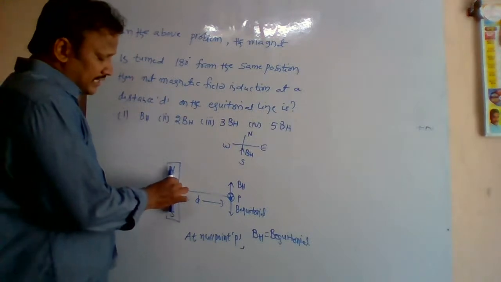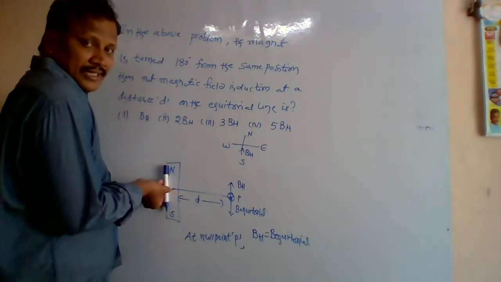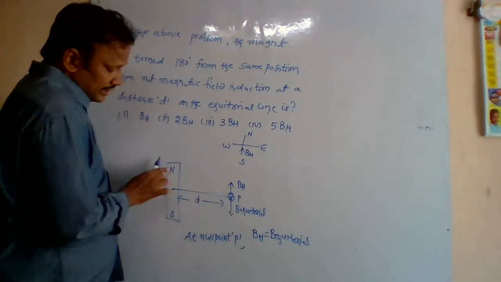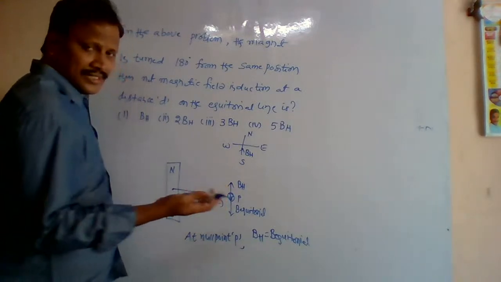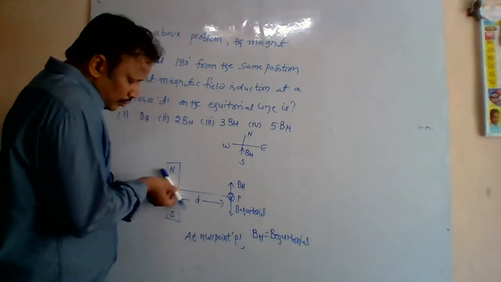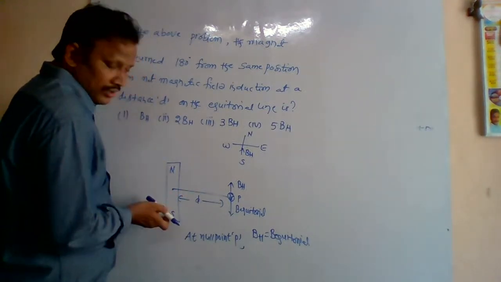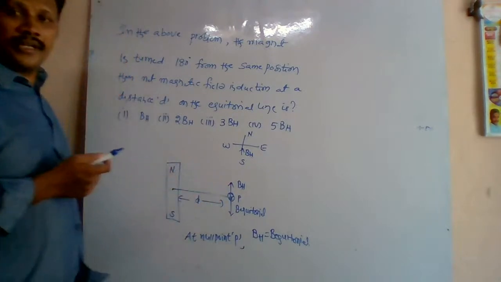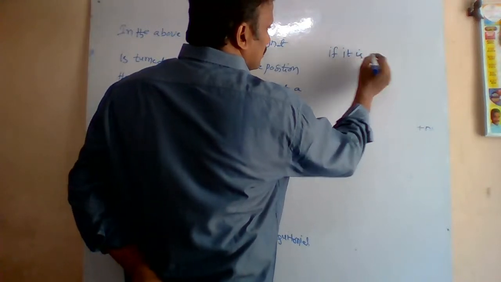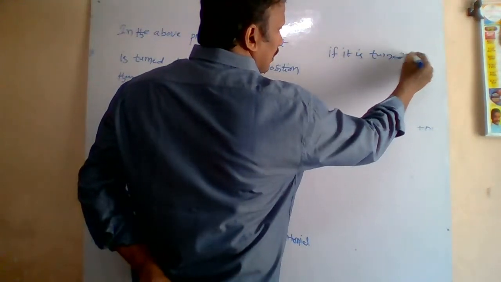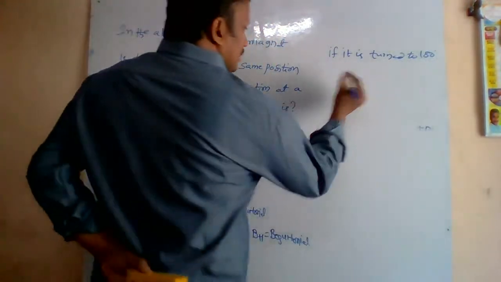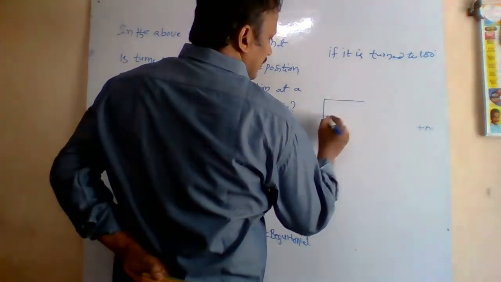Right? Now, second situation. If the magnet is turned 180 degrees, north is there, south is there. 180 degrees is nothing but exactly the reverse direction. In the previous situation, here north is there, here south is there, and at that point the resultant field becomes zero, so BH is balanced by B equatorial. Now if the magnet is turned 180 degrees, here south is there, here north is there, and at this point P the resultant magnetic field induction is equal to... If it is turned 180 degrees, the same diagram will be like this.